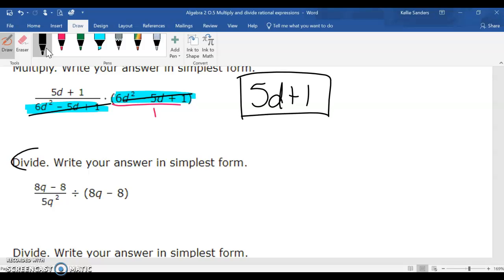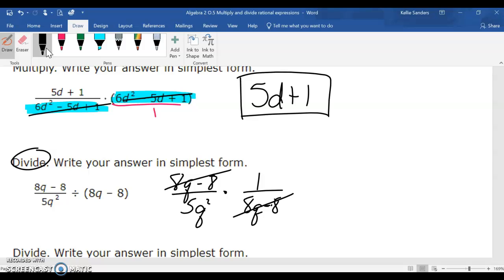Now here, we're dividing. So here's that first fraction, and then we're going to flip the second one and multiply. And that's exactly on top and on bottom. So the 1 stays on top, and the 5q squared stays on bottom. See, some of them aren't bad.